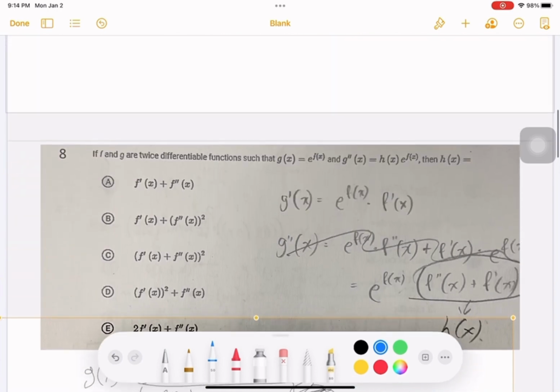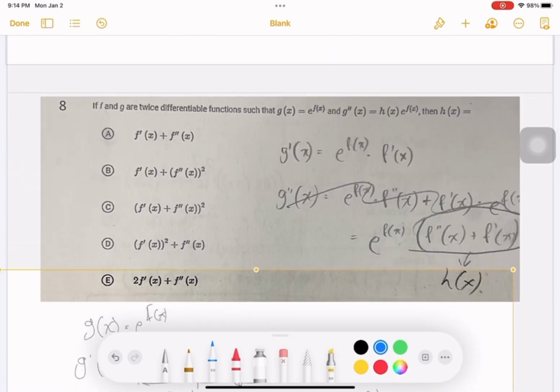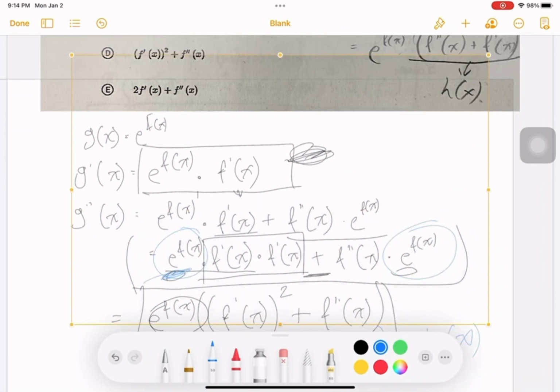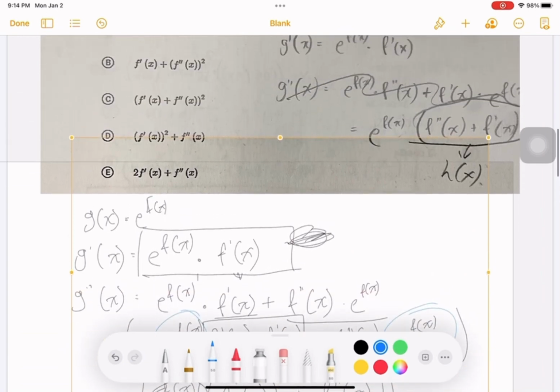And h of x, it'd be c. Oh wait, no, it's not c. I did it again. It'd be d. The correct answer is d.